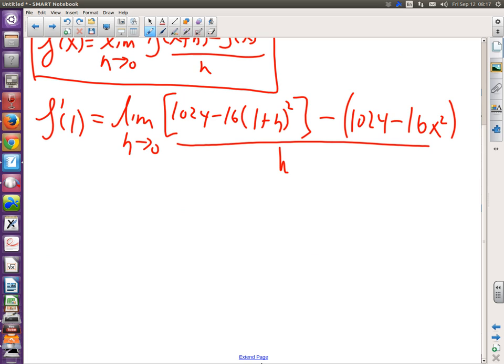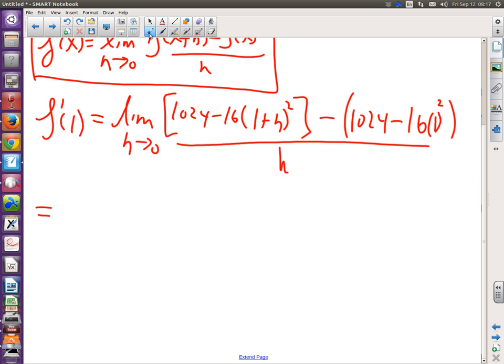Oh, I didn't plug in the 1 over there. I meant to plug in 1 for x everywhere, you're right. Okay, good. So let's simplify this stuff. Now, we figured this out before. Didn't we plug in 1 already into the function? We got 1008, wasn't it? Okay. What are you going to do with this 1 plus h squared thing?